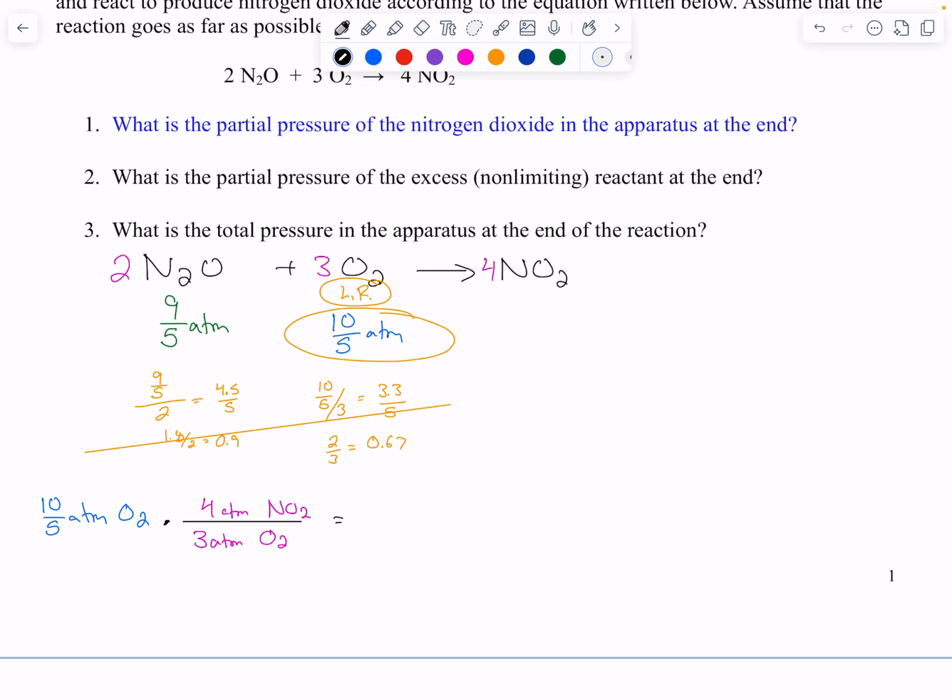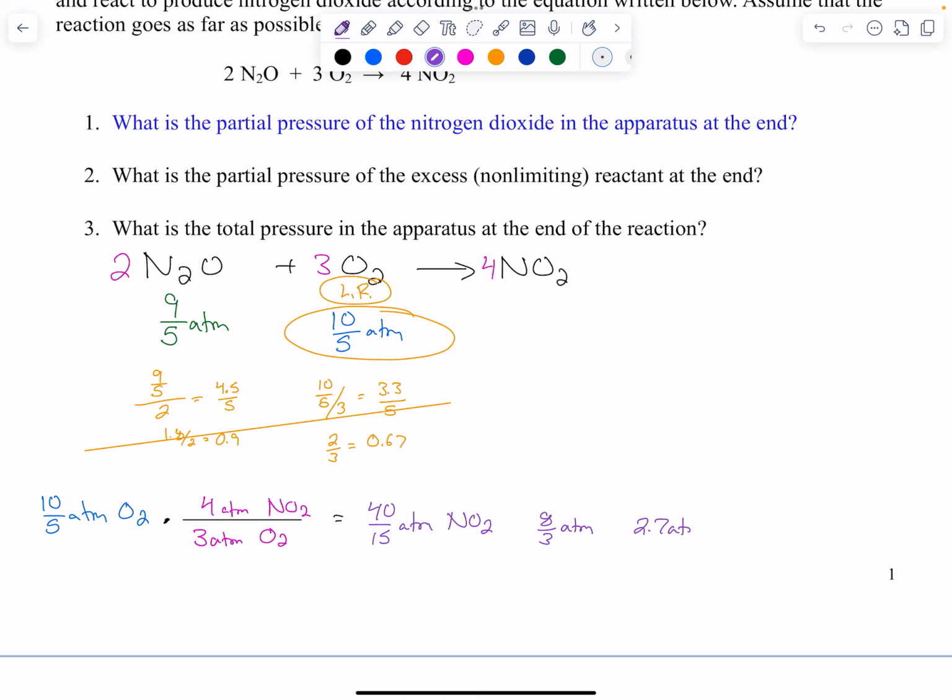And if we do that, I'm going to get 40/15. If you wanted to reduce it to 8/3, you could. Or 2.7. All those answers are fine. All right, so that's how much NO2 we make.